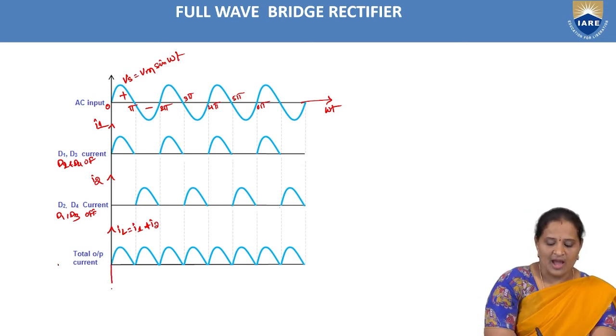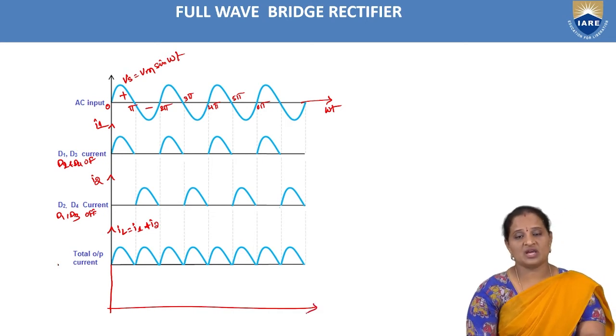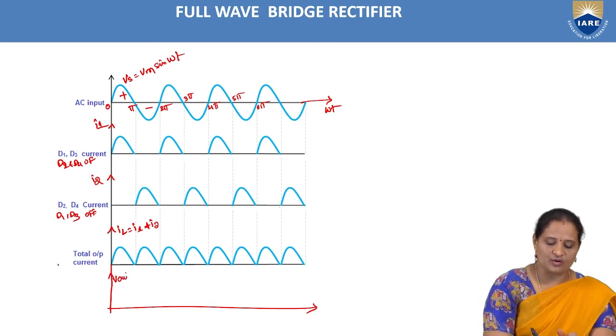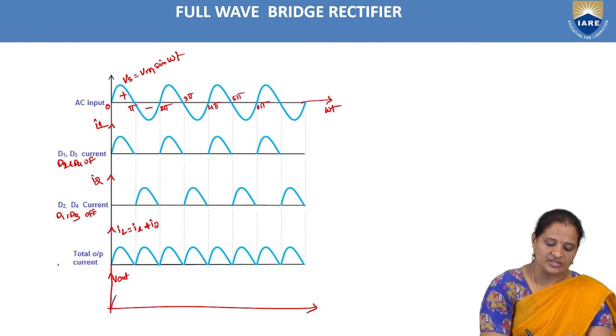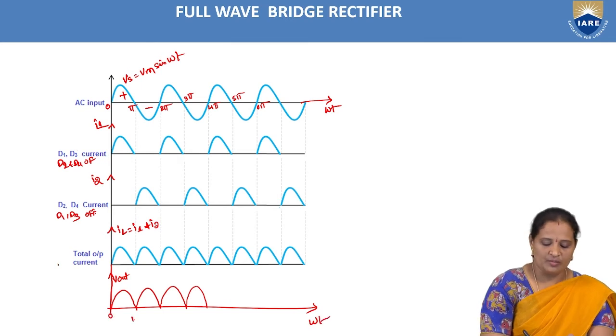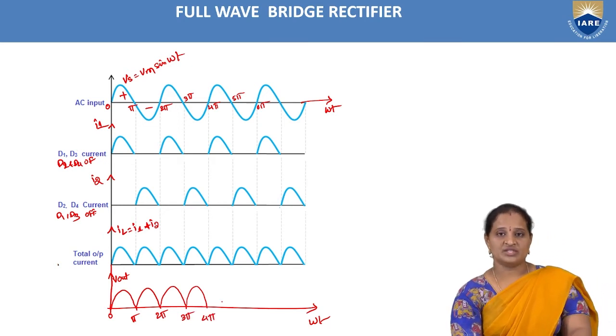Next, the load current flowing through the load resistor varies sinusoidally with respect to time. As the current is varying sinusoidally, obviously the voltage will also vary sinusoidally. So this is the output voltage measured across the load resistor, V out, with 0, pi, 2 pi, 3 pi, 4 pi. So these are the waveforms of the bridge rectifier.